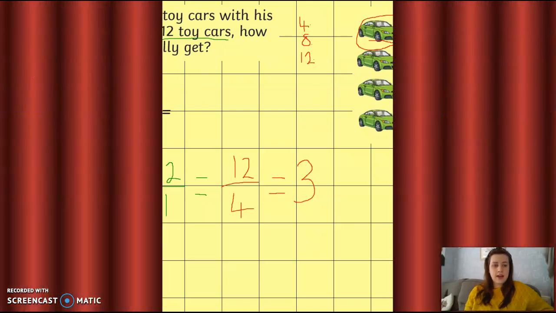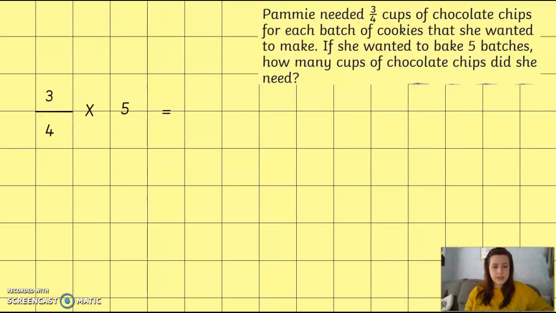So let's have a look at another one. Pammy needed 3/4 cups of chocolate chips for each batch of cookies she wanted to make. If she wanted to make 5 batches, how many cups of chocolate chips did she need? So again, we've got a fraction and a whole number, and this time we need to work out how many. So we're not sharing out, but we're working out how many lots of 3/4 she needs to bake 5 batches. So we've got 3/4 times 5 because we've got our 3/4 here and she wants to make 5 batches.